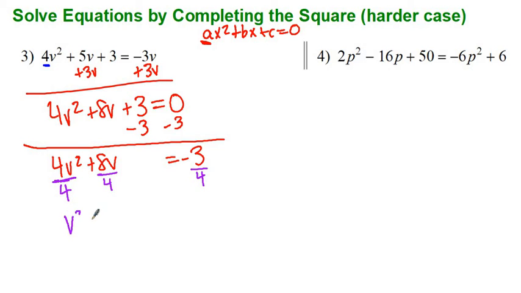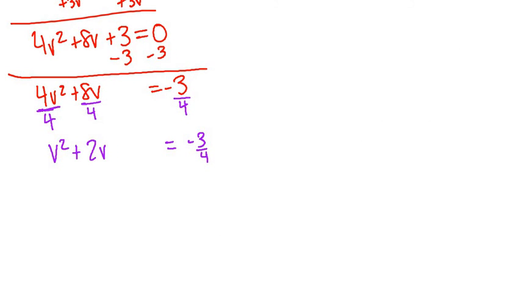So 4 divided by 4 is that, v squared. 8v divided by 4 is 2v. And then this is a fraction, negative 3/4. Okay, we left a space there so that we can have enough room to complete the square. So we need to take half of that middle number. Half of, in this case, 2 would be 1. And then we'll take that number and we will square it and add it right here. And then we're going to add it over here too.